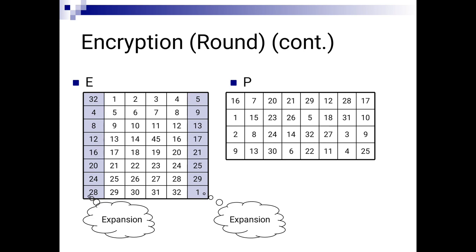The IP output is divided into two equal halves known as LPT and RPT, LPT being 32 bits and RPT being 32 bits. The total size of the plain text is 64 bits, and those 64 bits are divided into two parts. One is LPT and the next one is RPT.